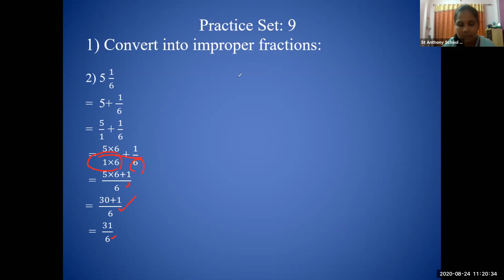I'll make you understand this. Please pay attention everyone. 5, 1 upon 6. If 5, 1 upon 6 is there, we convert this first. Our first step is what? 5.